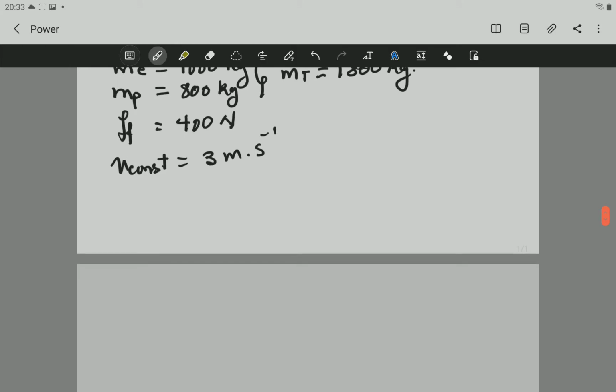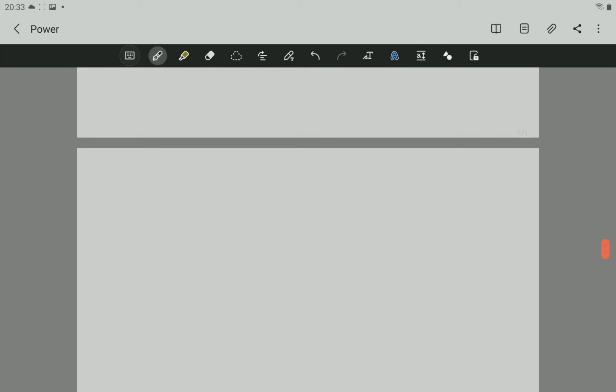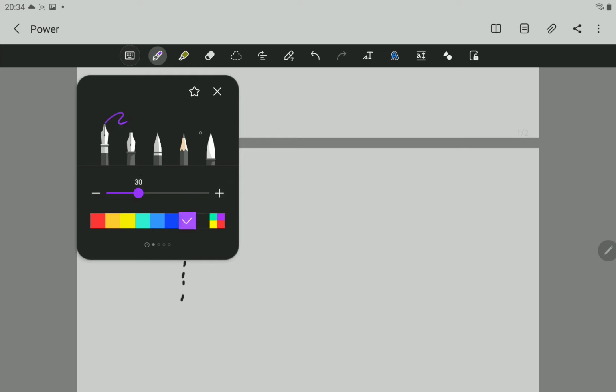Let's go on now and draw the free body diagram. Note, the elevator is moving vertically upwards, so the only axis we are going to be working with is the y-axis. Now what forces are acting on the elevator? Let's say this is the elevator and this is the y-axis. Let's see what forces are acting there.